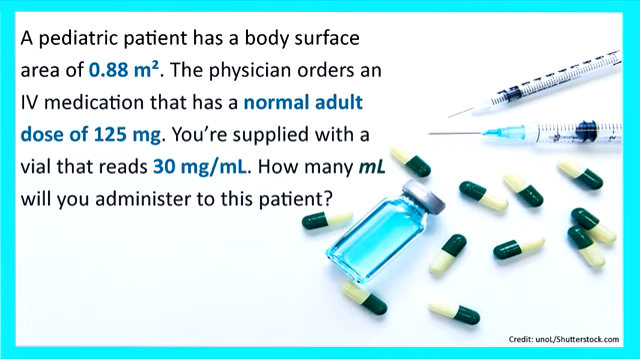So the question wants us to solve how many milliliters we're going to administer to this patient. So it tells us that we have a vial that says for every milliliter there's 30 milligrams in it. Now, the problem also tells us that the specific IV medication that the physician is ordering has a normal adult dose of 125 milligrams. So that right there tells us we're going to be trying to figure out the child's dose based on the child's body surface area. So we're going to be using that formula for child's dose. And luckily, we don't have to solve for body surface area. The problem already tells us, so that takes a step out.